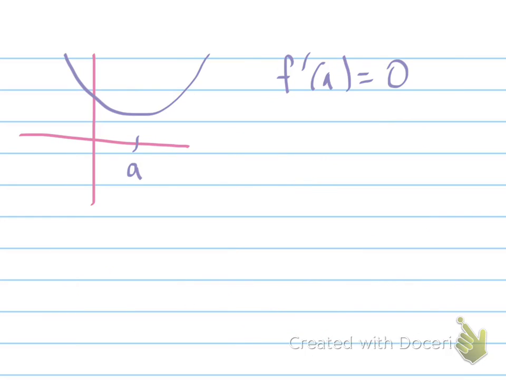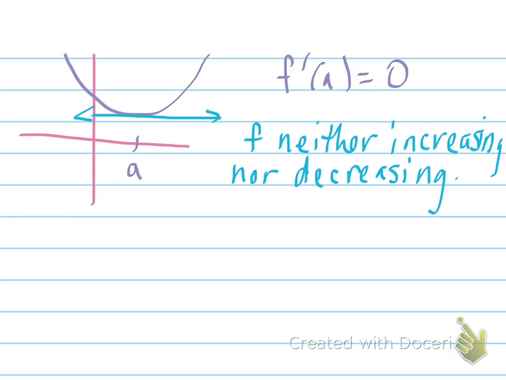And finally, what does it look like if a function has the derivative at a point being equal to 0? Well, that means we have a point where the function is not changing. So we have a point where there's a horizontal tangent line. And we'll say that at that point, f is neither increasing nor decreasing.